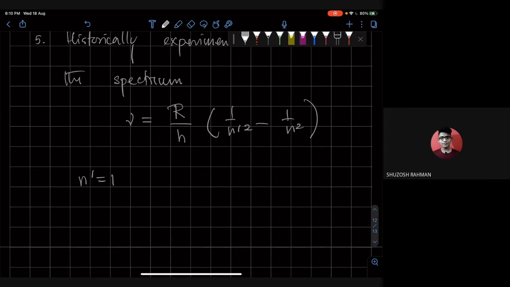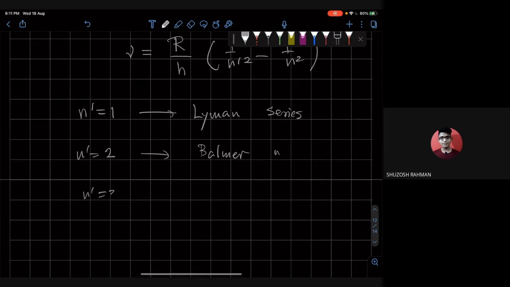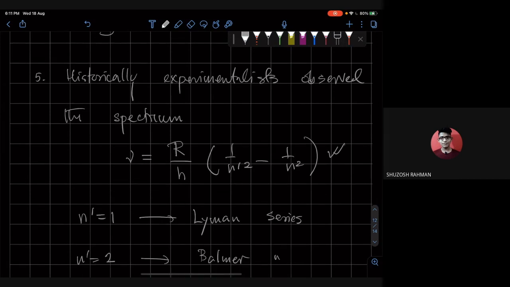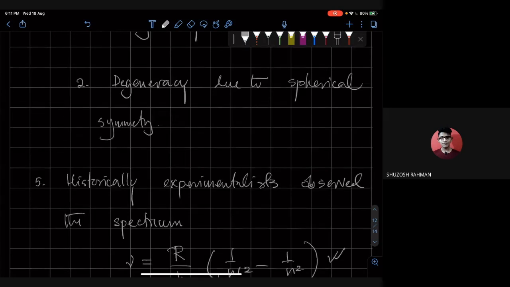If n prime was 1, then that series of frequencies was called the Lyman series. And then for n prime equals 2, it was called the Balmer series. For n prime equals 3, it's called the Paschen series. N prime equals 4, it's the Brackett series. As you can see, this is very easy to derive from our energy eigenvalue equation, because all that this is saying is that this is the difference in the energy levels.